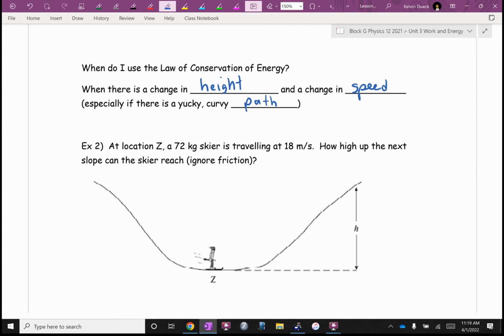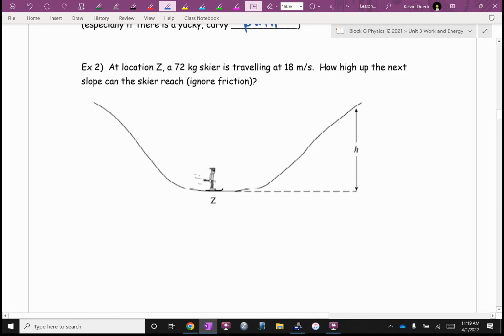Let me give you an example. I like example 2. Example 2 is a nice question. At location Z, a skier is traveling at 18 meters per second. How high up the next slope can the skier reach if we ignore friction? First of all, is this question asking how much work? Be obvious. So this is not a force times distance. Well, here's the skier. Here's where they're going to end up. Is there going to be a change of height and a change of speed and the yucky curvy path? Conservation of energy.